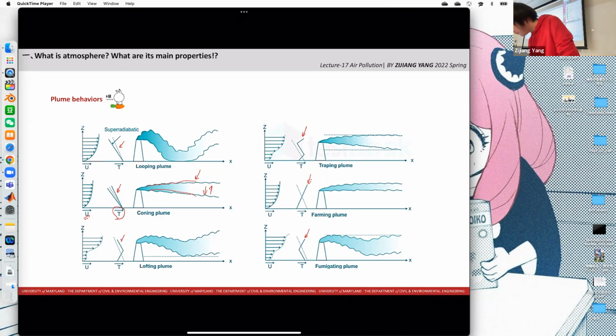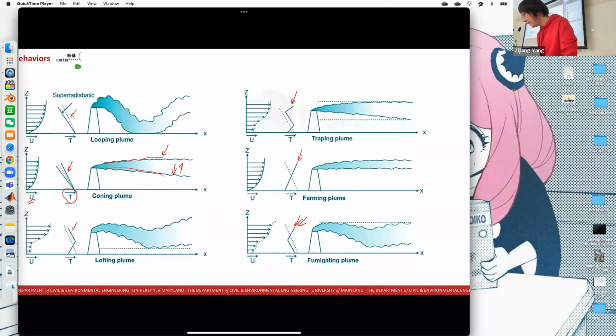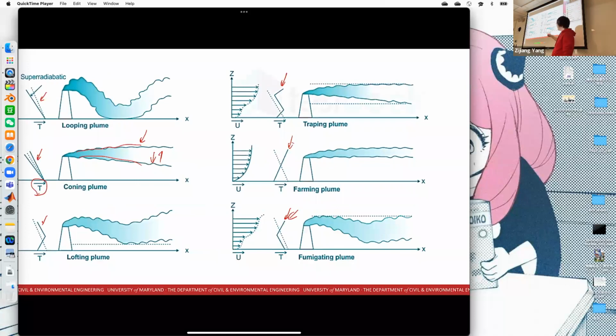I want to focus on this one because I think this is very common in our daily life. In this case, the temperature should be decreasing as this dashed line, but in reality, it decreases to some height, and then the temperature increases. So in this case, we may have a boundary like this. And under the boundary, we will have this convection, like the vertical movement of the air.